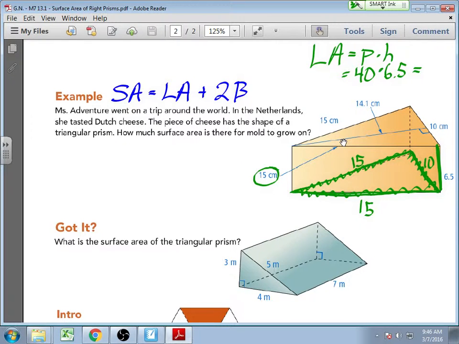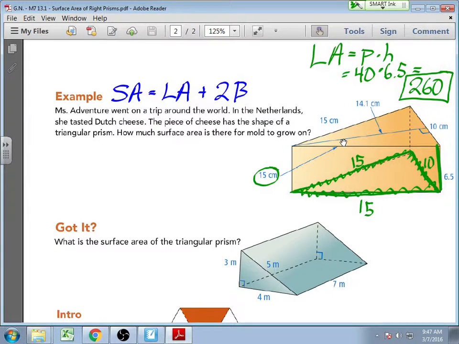So my lateral area, break it up. 40 times a half. Well, that'd be 20. 40 times 6, think of 4 times 6, 240. So then this comes out to be 260 total for my lateral area.